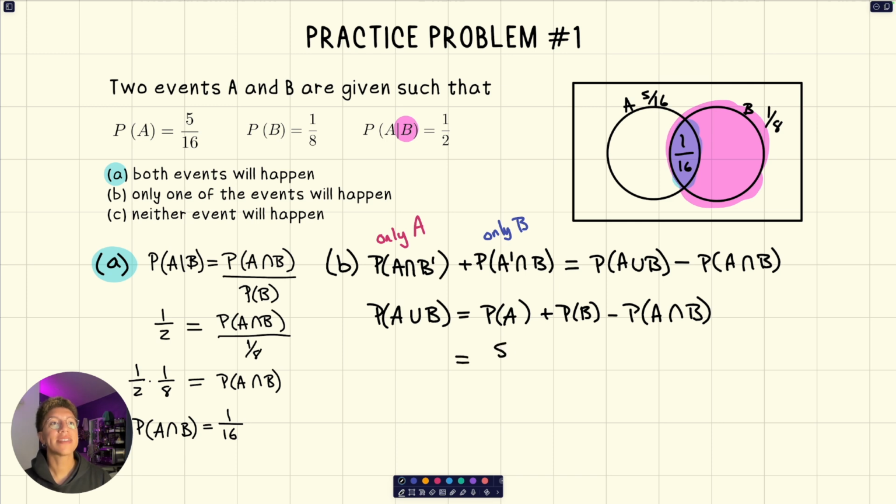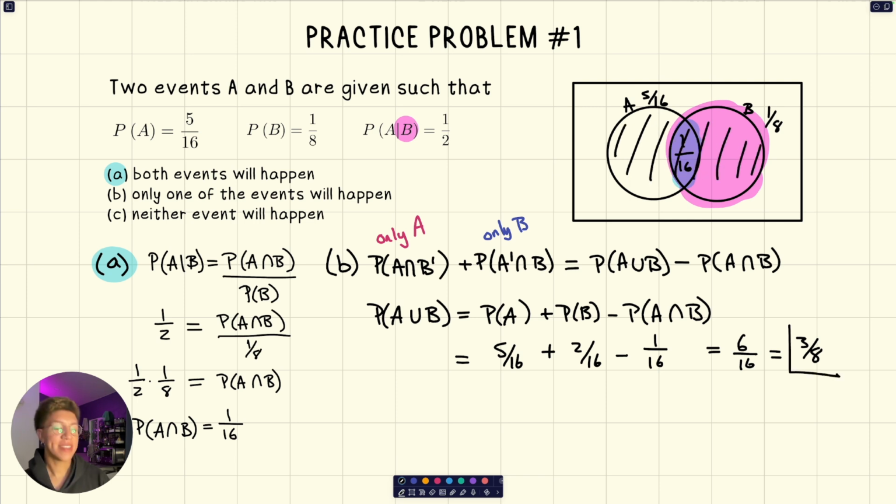That's 5/16 plus 1/8, or 2/16. And then we subtract away the intersection, which is 1/16. We add that together, we get 5 plus 2 is 7, 7 minus 1 is 6, and we get 6/16, or 3/8. So 3/8 is the total probability, again, of both circles. So that's all of this stuff. And so to get our final result, we just need to subtract 1/16 one more time.